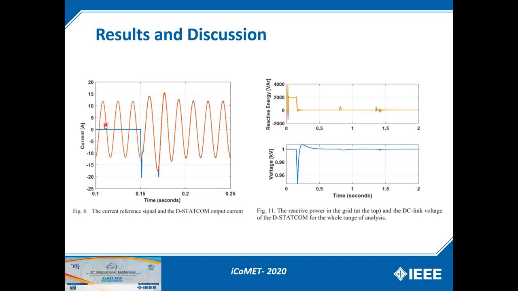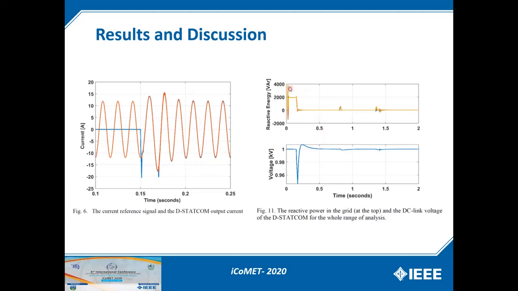Here I have a result where this is the reference. The reference is already computed by the conservative power theory, and in blue is the D-STATCOM output current. As soon as it begins to work, we see that the output current follows its signal reference without error, or with a negligible error. So we can see that the controller is well designed because the output current of the D-STATCOM, which is the controlled variable, is following its reference signal with negligible steady state error.